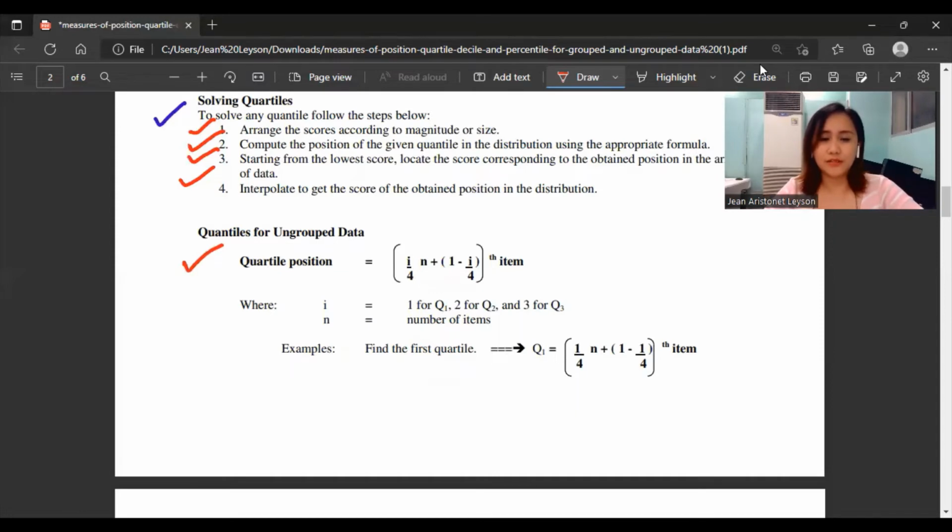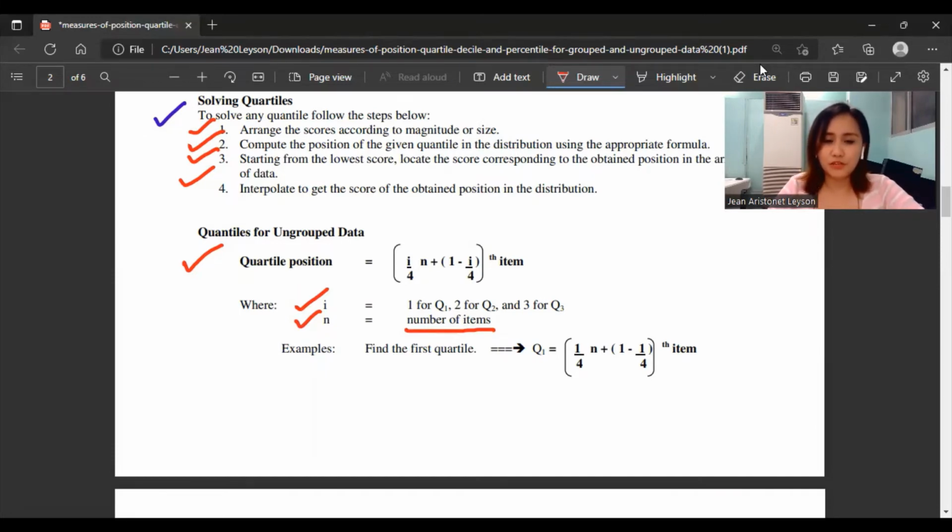This is the formula. That's the quantity of I over 4 times N plus the quantity of 1 minus I over 4. That's the position of the item or the data. Take note, I is 1 for Q sub 1, 2 for Q sub 2, 3 for Q sub 3, depending on the position of the quartile we are looking for or solving for. N is the number of items, the total number of data in our distribution.